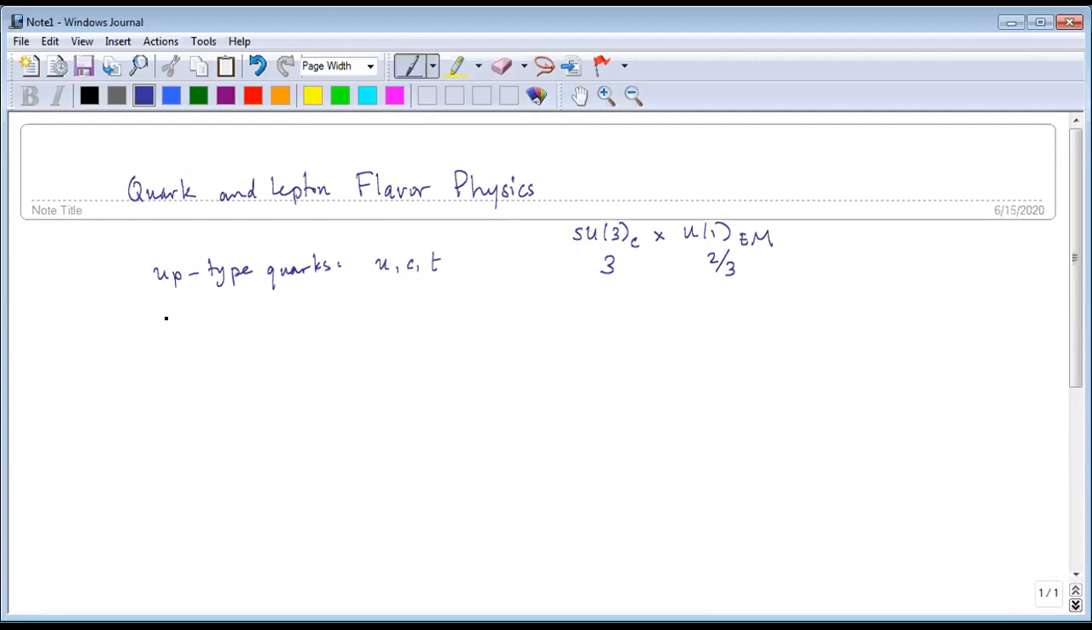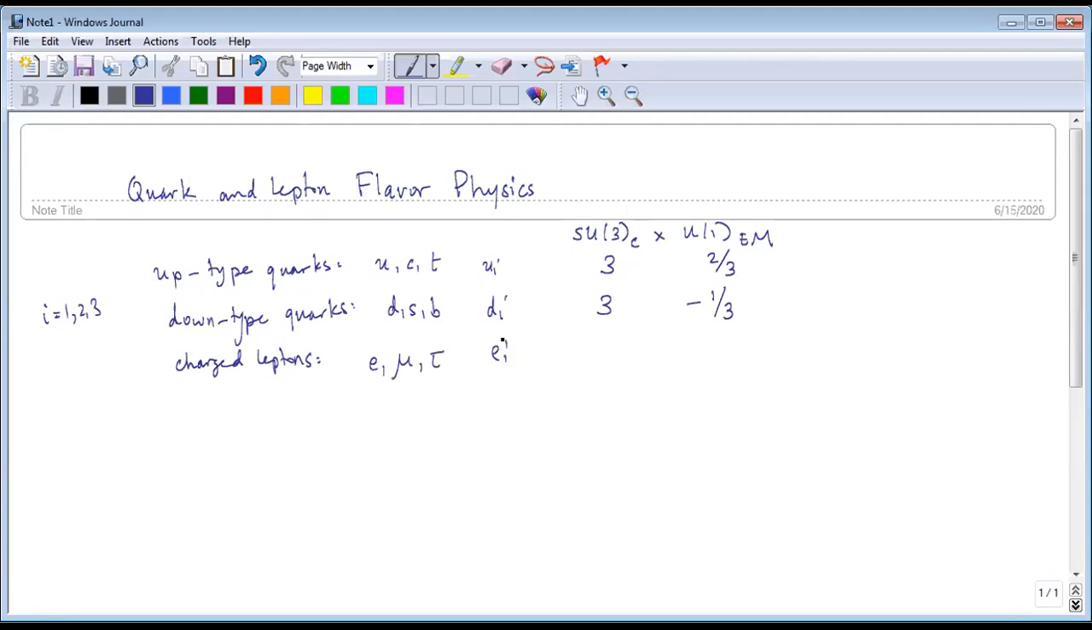We have also the down-type quarks. So these ones, we also just call them U sub i, where i can run from 1, 2, 3. We also have the down-type, D, S, and B, otherwise known as D sub i in my notation. Again, triplets, and these ones have charge minus 1/3. We have the charged leptons, e, mu, tau. These are the E sub i's. These are obviously singlets under QCD. They have electric charge minus 1.